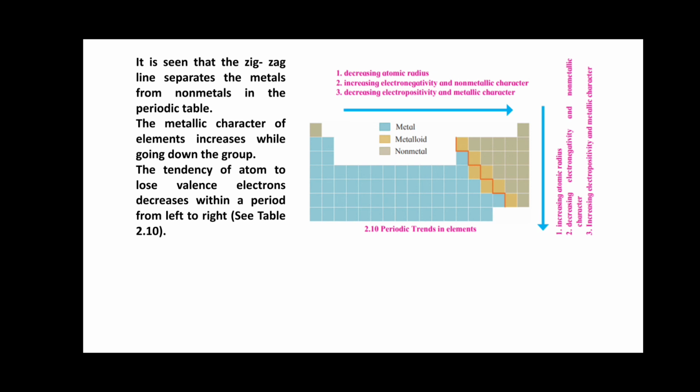While going from left to right within a period, the outermost cell remains the same. However, the positive charge on the nucleus goes on increasing, while the atomic radius goes on decreasing, and thus the effective nuclear charge goes on increasing. As a result of this, the tendency of an atom to lose valence electrons decreases within a period from left to right. So the two factors, namely the increasing nuclear charge and decreasing atomic radius, are responsible for increasing the effective nuclear charge.